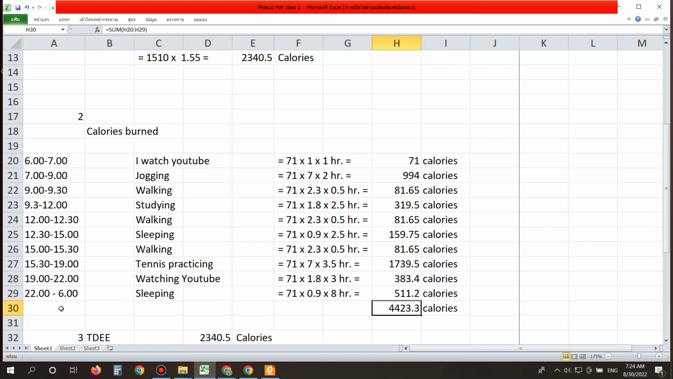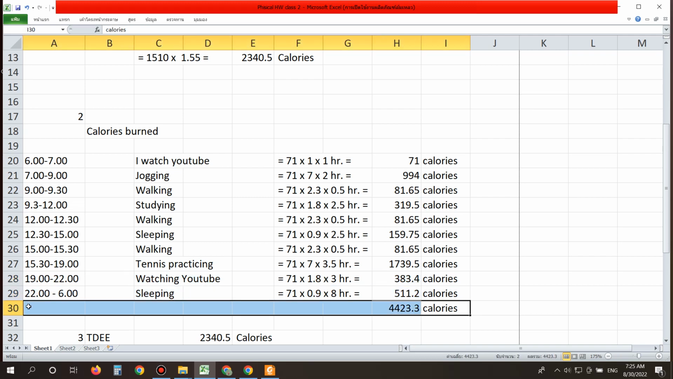Finally, I sleep at 10 o'clock p.m. to 6 o'clock to wake up the next day. So I sleep for 8 hours. Sleep uses 0.9 multiplied by 8 hours. So the total calorie burn on this day for me is 4,423 calories. This is the second.